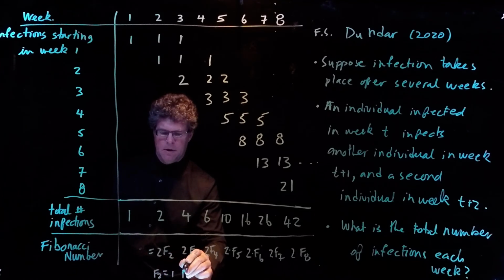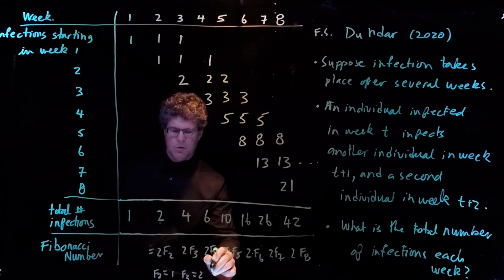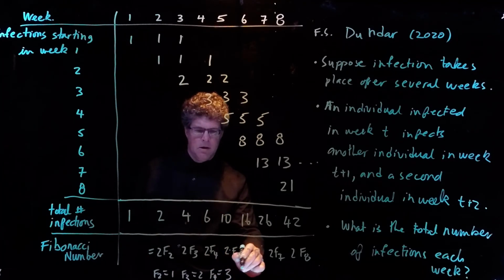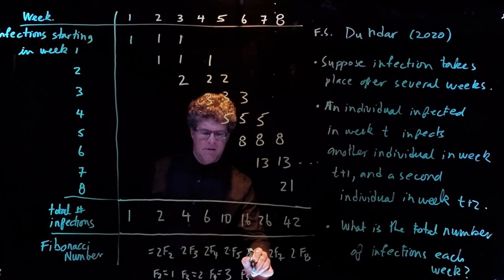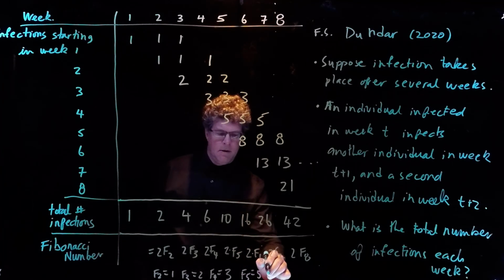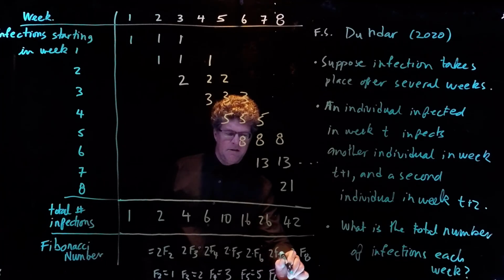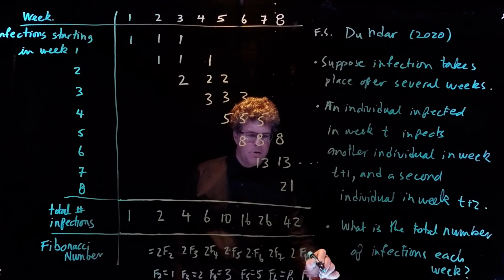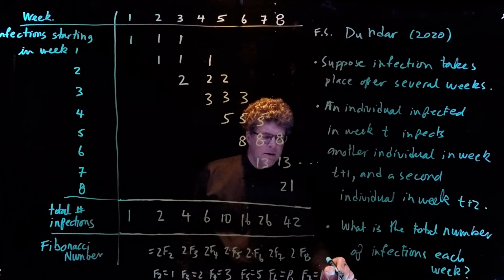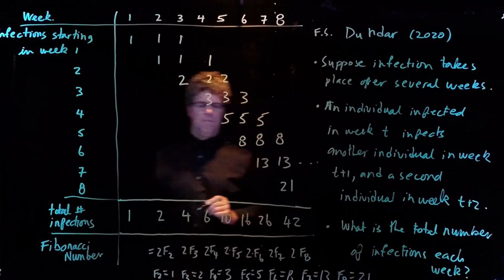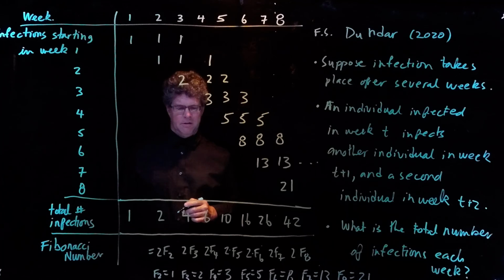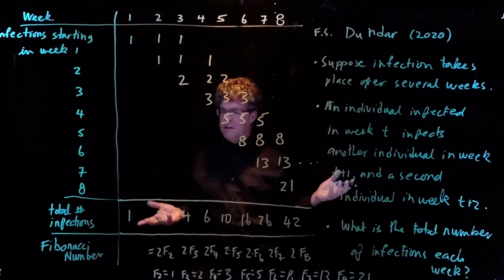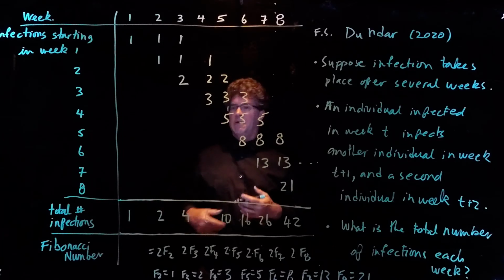And just to remind you, F2 is equal to 1, F3 is equal to 2, F4 is equal to 3, F5 is equal to 5, F6 is equal to 8, F7 is equal to 13, and F8 is equal to 21. How cool is that? So the disease progression in this slightly different model actually follows the Fibonacci sequence.